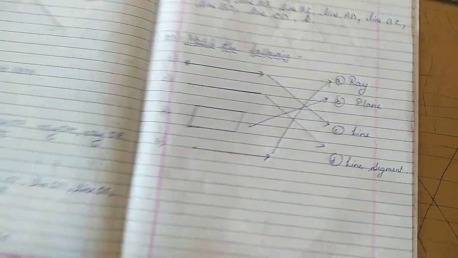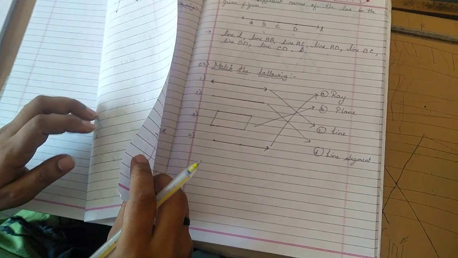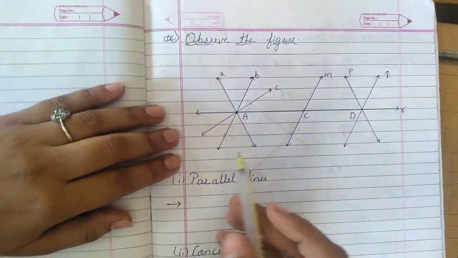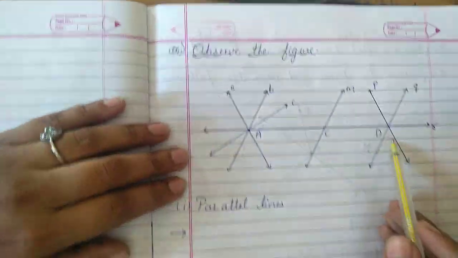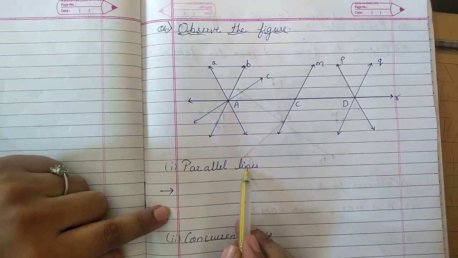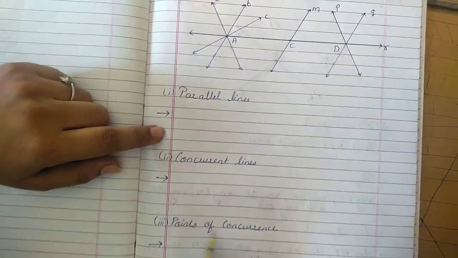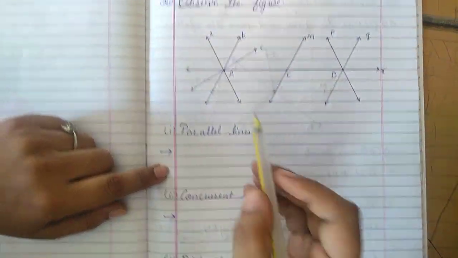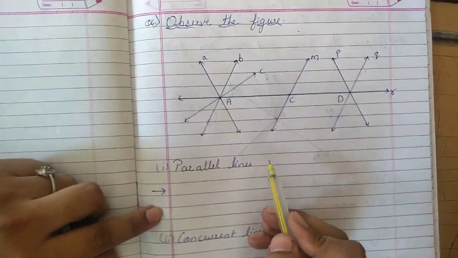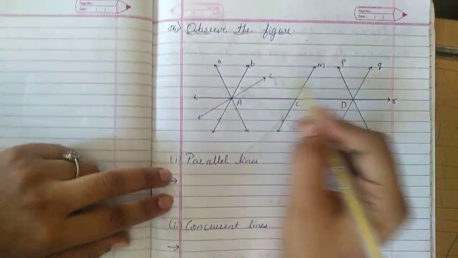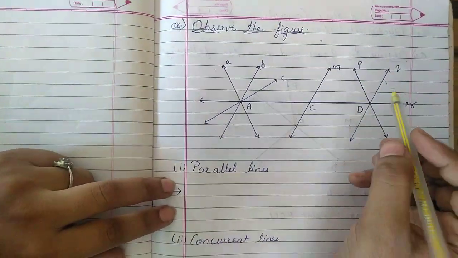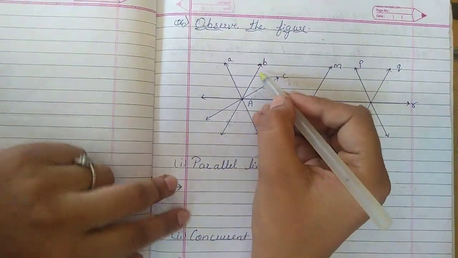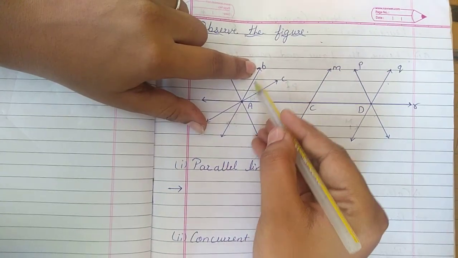Okay student, now I will shift to next question number 4. Observe the figure. You have to observe this figure and note down which is parallel line, concurrent line and point of concurrency. Now see parallel line. I teach you parallel line which do not intersect with each other. That is parallel line.